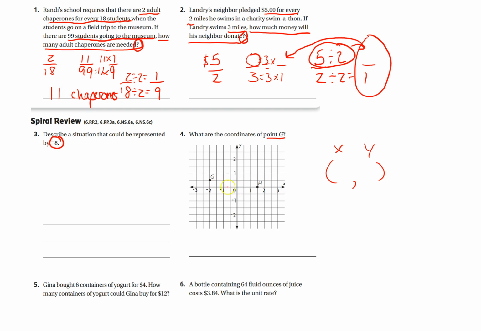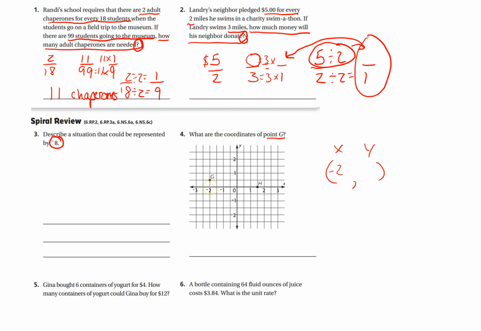And we start by going either left or right. In this case, I need to go left. And notice each one of these is not one whole. So it's halfway and then -1, -1.5, -2 is where G is.